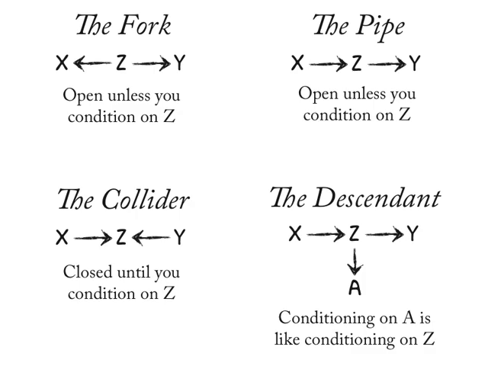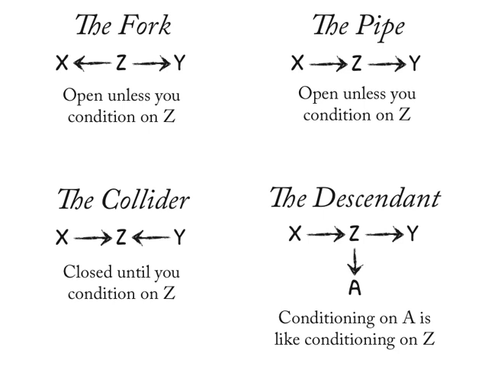So to remind you, here are what I call the four elemental confounds. Really, there's three here, and then there's the descendant, which lurks in all of them, right? And you have to beware the descendant. It's always there. So they are the fork in the upper left. The fork is sort of the most basic thing that we're usually taught of as a confound. It's a common cause of two things that creates a spurious correlation between them. So Z is a common cause of X and Y. It generates a statistical correlation between X and Y unless you condition on Z.